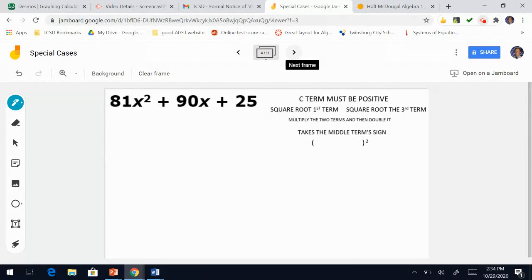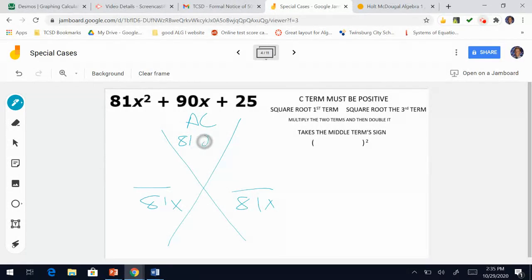81x squared plus 90x plus 25. The reason why I want you to learn this is because it's a shortcut. If we do it the big X method, the AC method, we're going to have 81x here and 81x here, right? What multiplies to 81 times 25 and then adds to 90? This number is going to be huge.